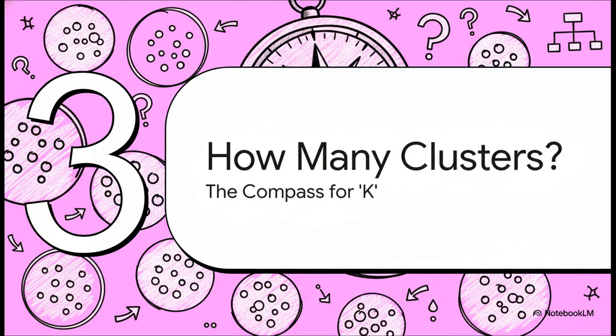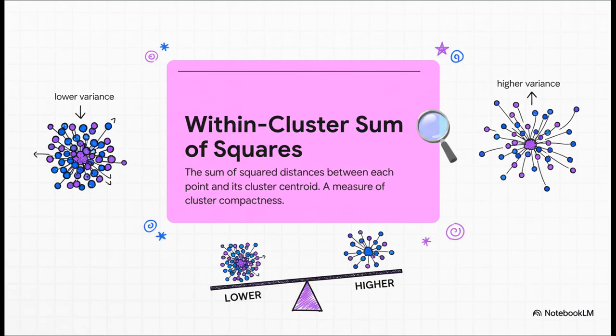We have to tell it exactly how many clusters, that's the k, to find. So, how on earth do we pick the right number? Well, one way to get a clue is to measure how tight the clusters are. And that's exactly what WCSS does. It basically adds up all the distances between each point and the center of its own cluster. So a lower WCSS is better. It means the points in each group are really huddled together, nice and compact.